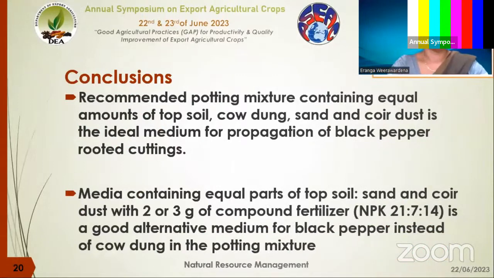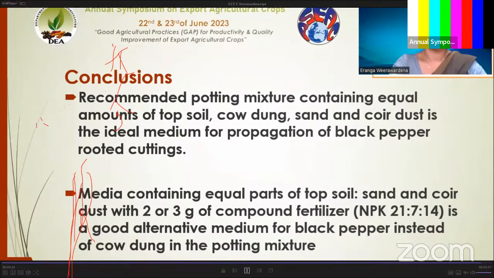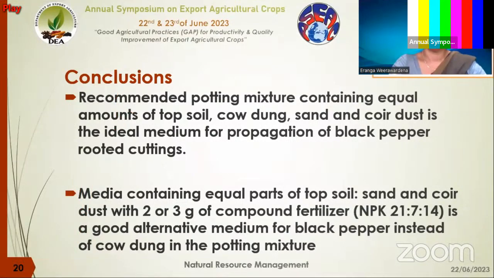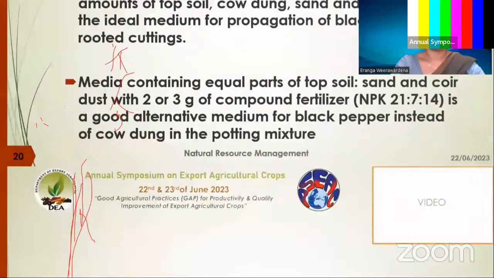With that, I conclude my research study with the following conclusions. The recommended potting mixture containing equal amounts of topsoil, cow dung, sand and dust is the ideal medium for propagation of black pepper rooted cuttings, and media containing equal parts of topsoil, sand, and dust with 2 grams or 3 grams of compound fertilizer is a good alternative medium for black pepper instead of cow dung in the potting mixture.